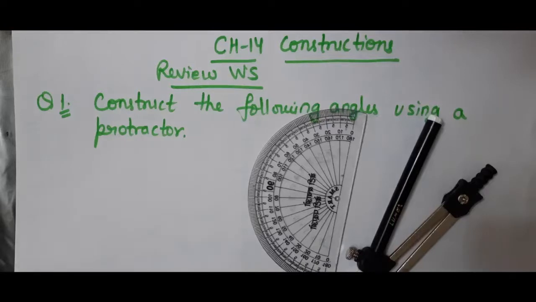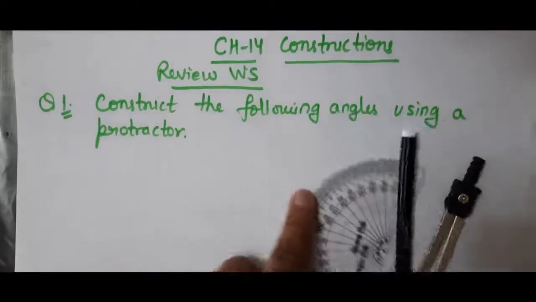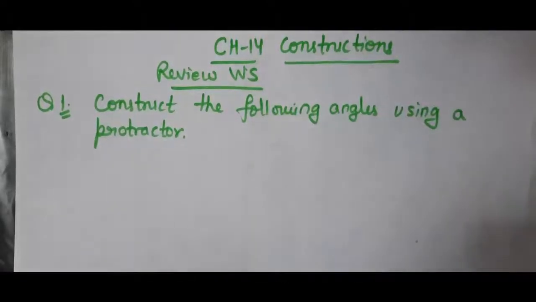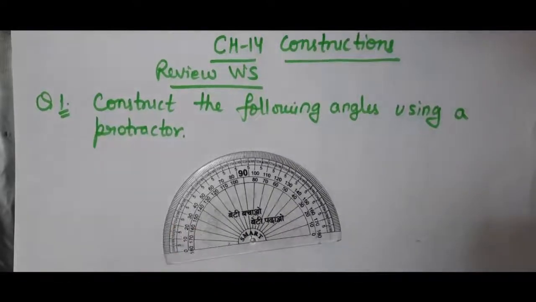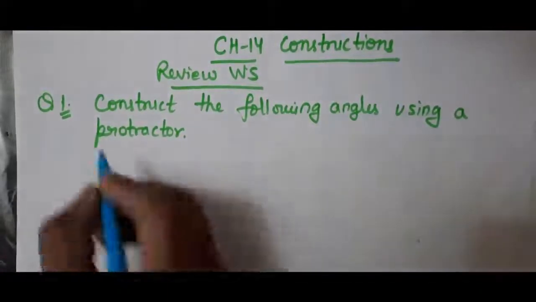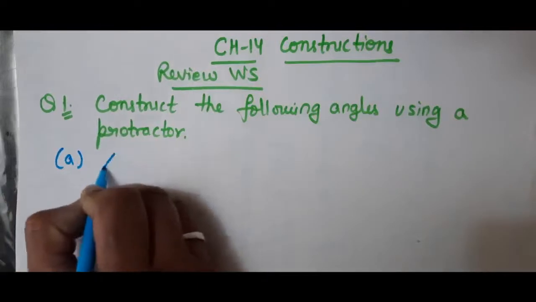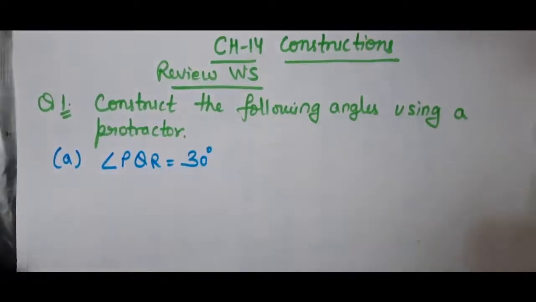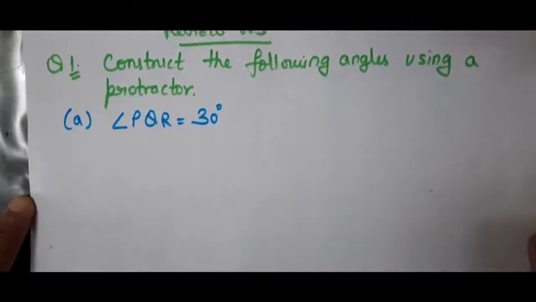It is the review worksheet. First question is: construct the following angles using your protractor. So you will make use of only the protractor, right? First part, you will construct an angle PQR of measure 30 degrees, right?